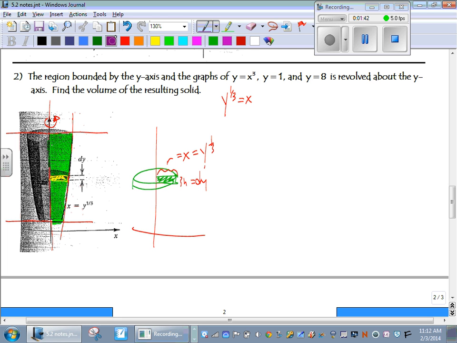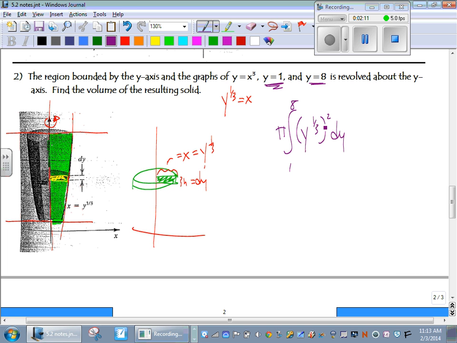So when we set up our integral, we have pi times the radius squared. So y to the 1/3 squared times the height, which is dy. Pi radius squared times height. What's our smallest y value? Just 1, right, from this equation. And then our highest one is 8. So we don't even have to find intersection points like we did with area, although there will be some where we have to do that.